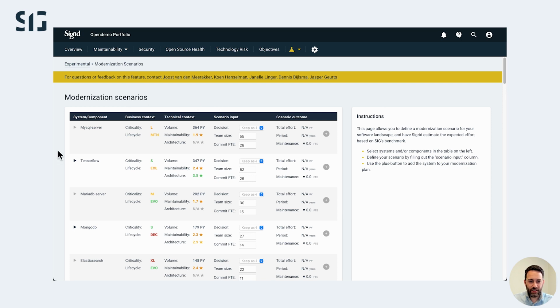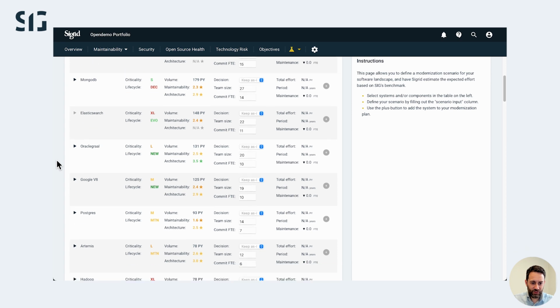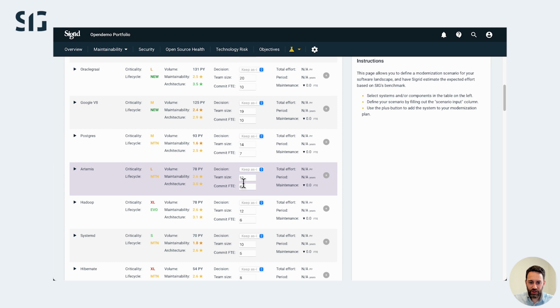To explain these, I'd like to go into that system that Vidya just did an analysis on. So let me scroll down here, and there it is, Artemis. You can see in the decision that when we toggle open this drop-down menu, there's a whole range of different modernization scenarios we can pick from. And what Sigrid does very well is it uses the maintainability and architecture scores, and it also uses our benchmark to essentially provide us with an effort estimation and a period in which this project is done.